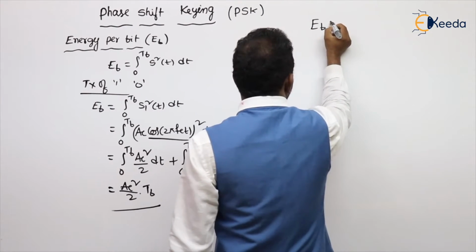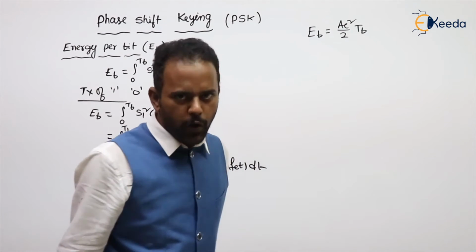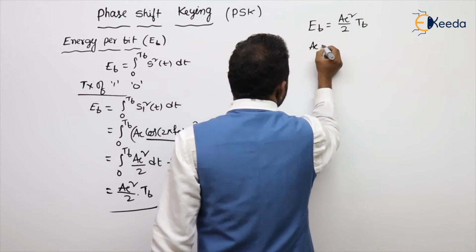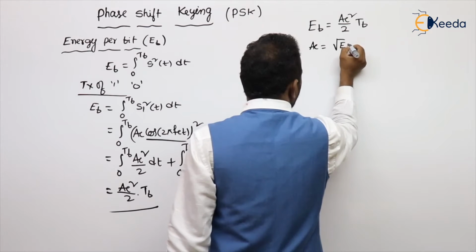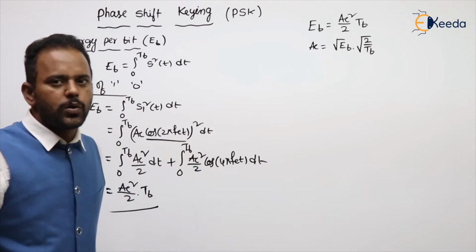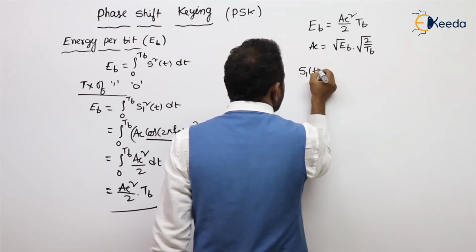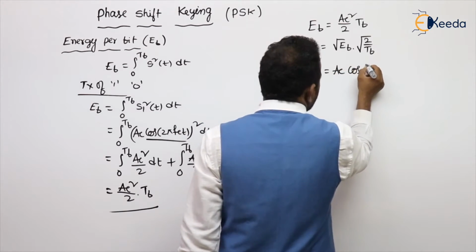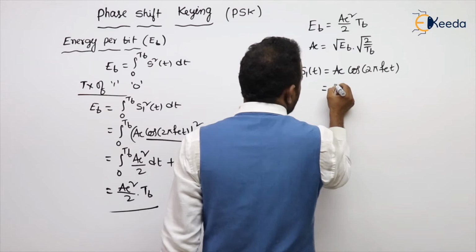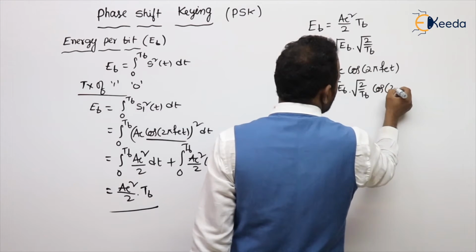So, finally, for each bit energy, how much did we get? Ac square by 2 into Tb for both bits 1 and 0. From here, what is the Ac value? Ac is nothing but root Eb into root 2 by Tb. Clear? Then what is S1 of t? S1 of t is Ac cos 2 pi fct, which is root Eb into root 2 by Tb into cos 2 pi fct.